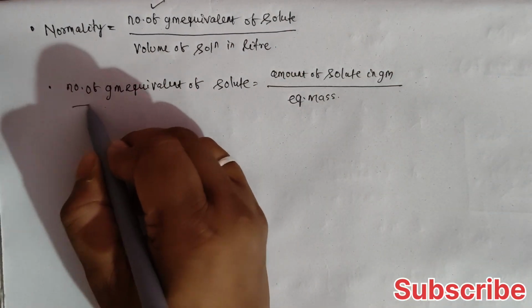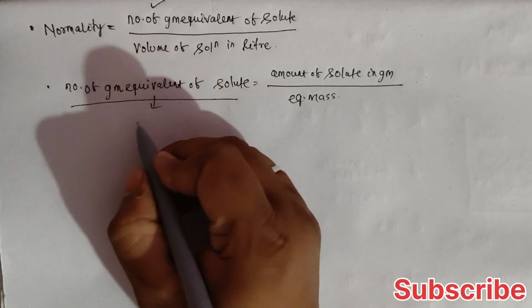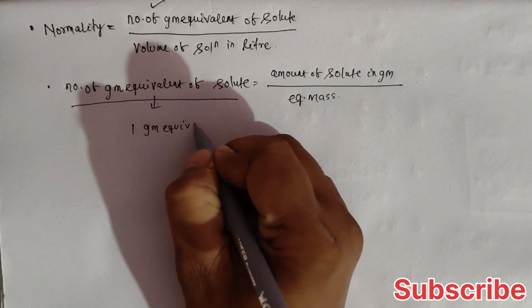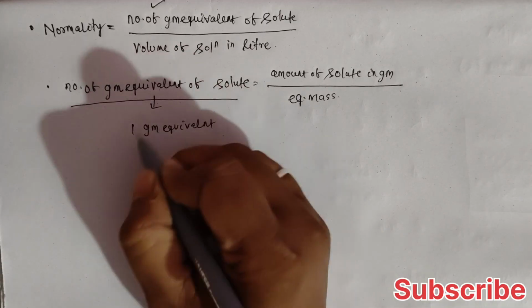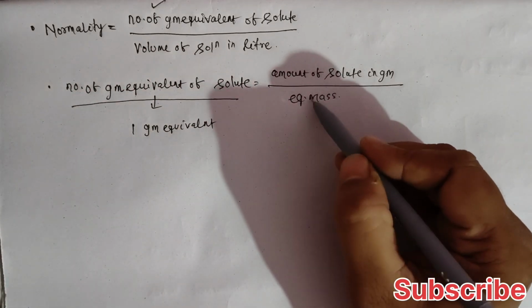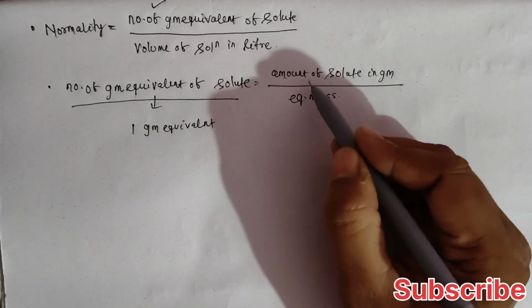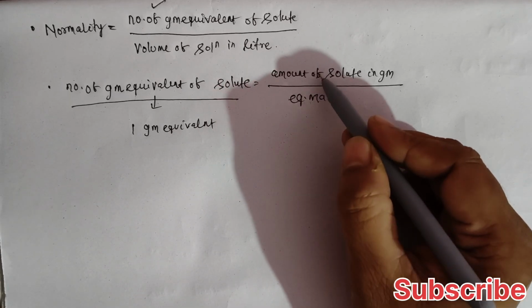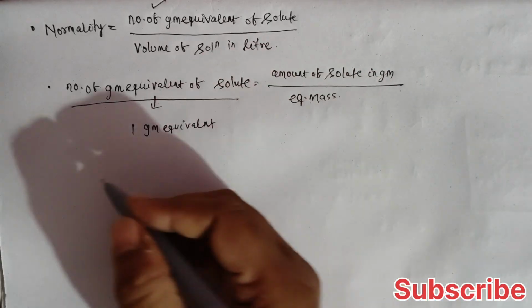So if I take number of gram equivalent means 1 gram equivalent, when I have to take this as 1, then this upper term and lower term must be equal. If this is 10, this must be 10. If this is 40, this must be 40. Let me take a simple example.